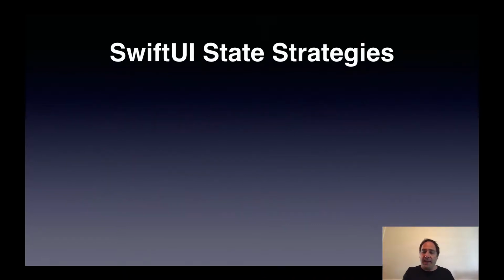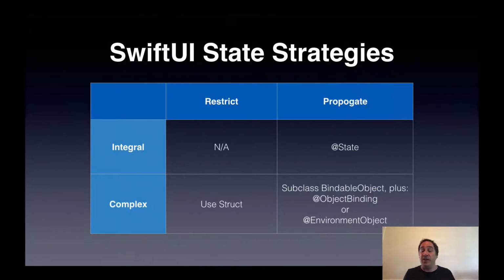So SwiftUI has a few different state strategies that I've outlined in this chart. Basically, if you know whether you're dealing with integral data or complex data, and whether you're dealing with changes being restricted internally, or whether you want changes to propagate, you can look at this chart and you can see what strategy to use. And we're going to talk about all these tags, how they're used, in just a minute. So you can see if we have restricted access and it's integral data, we don't have to do anything special. If it's complex, we can use a struct. This might be our default in Swift.